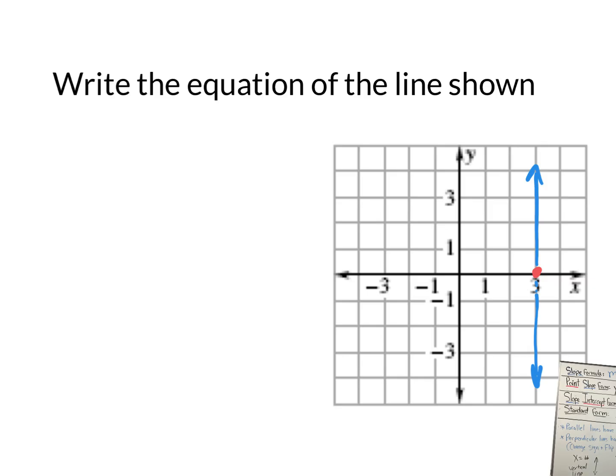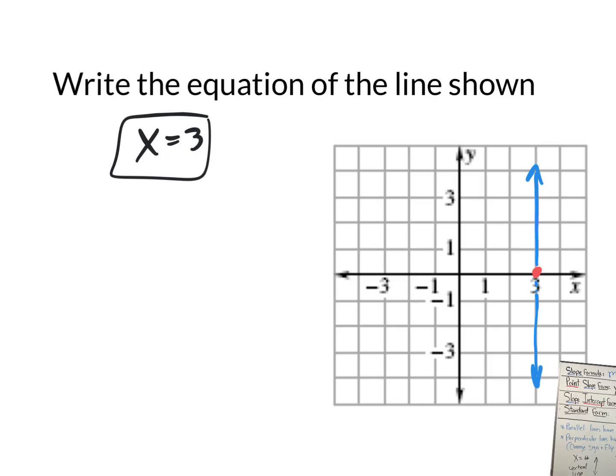Let's first talk about all the things that you need to know about vertical lines, okay? Vertical lines are always going to be x equals a number. Okay, so in this case, the equation is x equals 3. Now, if you're thinking, why the heck is it 3? Why is it x equals if it's going up and down?